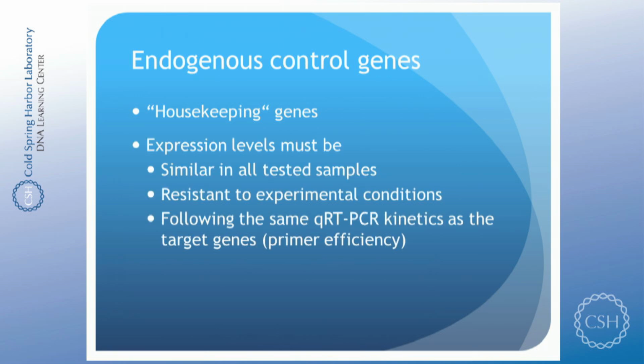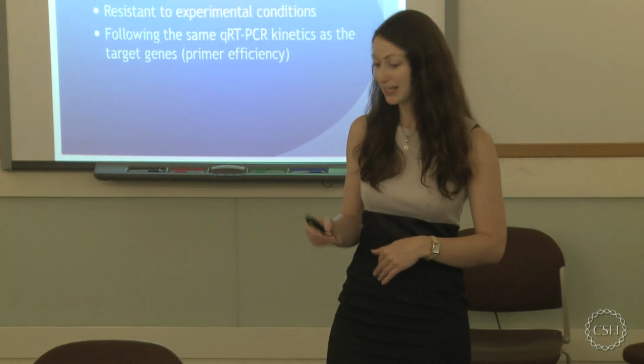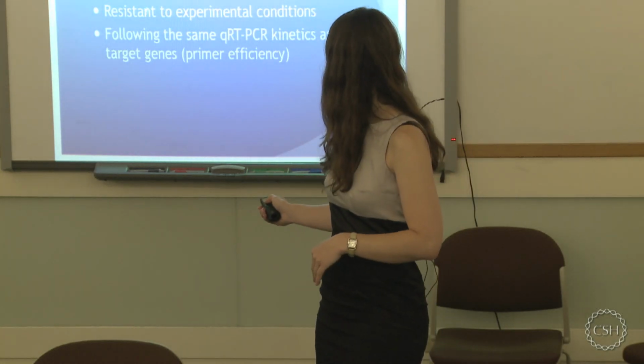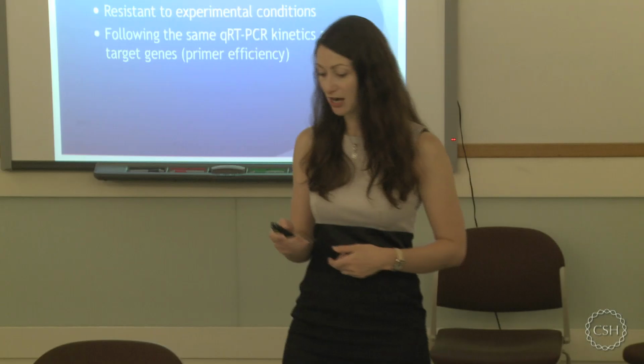So general guidelines, again, would be expression levels must be similar in all tested samples. They don't necessarily have to be similar in all tissues in your organism or across organisms, but at least in the things you're testing, they should have a similar expression level. They should be resistant to the experimental condition. So if you see there's a big difference after you treat your samples, then don't use it as a housekeeping gene. And finally, as we talked about before, you want primers which are giving the same kinetics, so the same efficiency for both your control and your target gene.